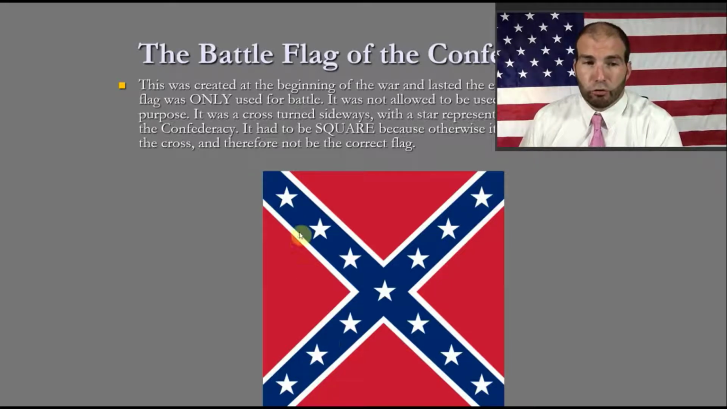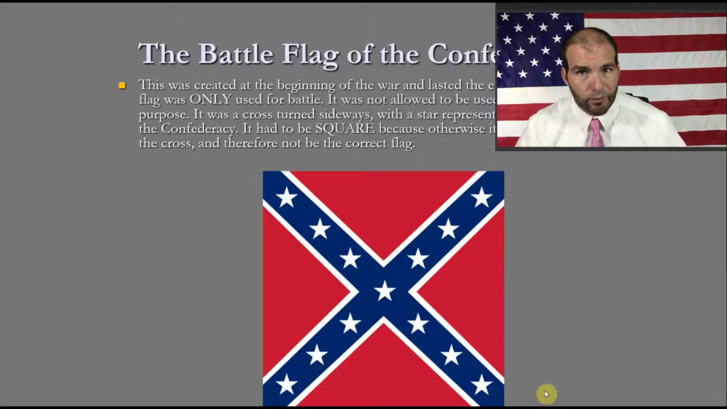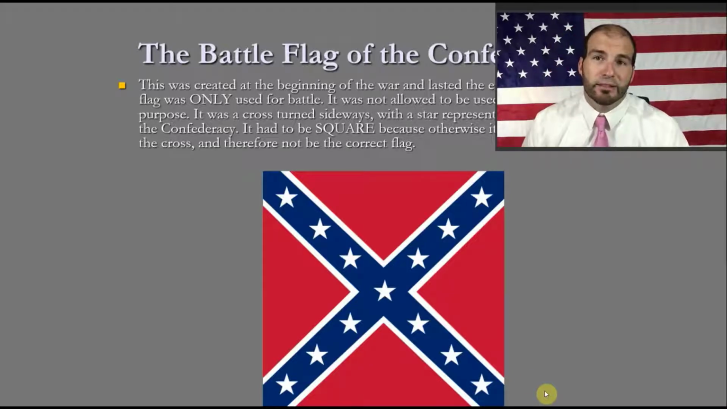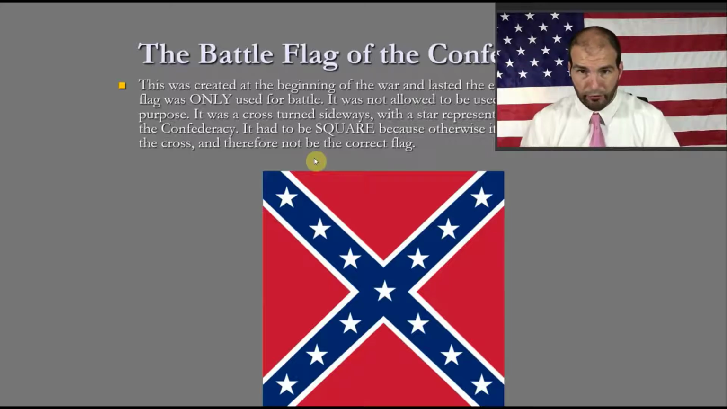St. Andrew's cross. It is a cross turned sideways. Listen to me when I say that. This is the official flag. Now, this is the battle flag. This is the flag that would be taken into battle during the Confederacy. It is a cross turned sideways. Are you with me so far?